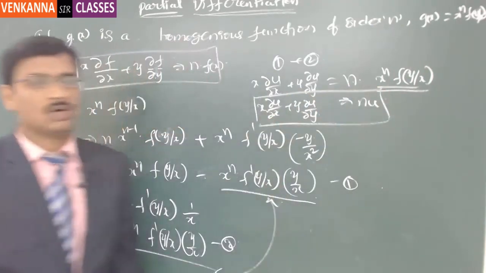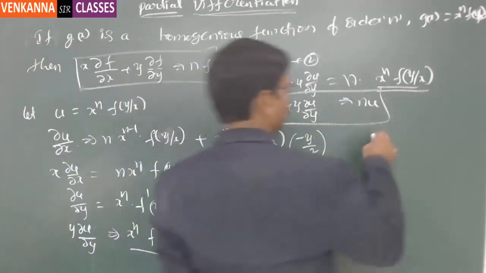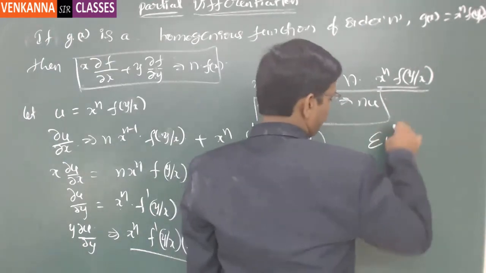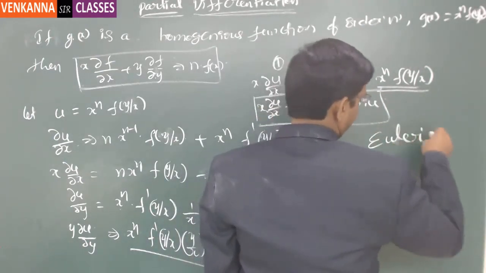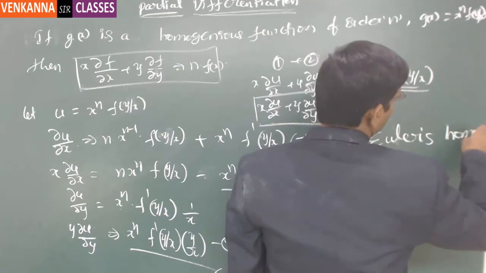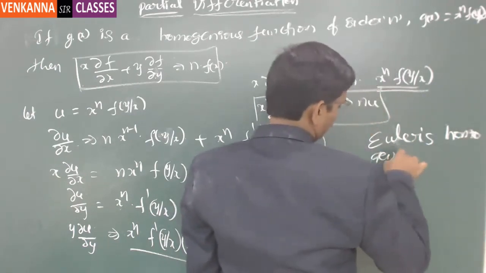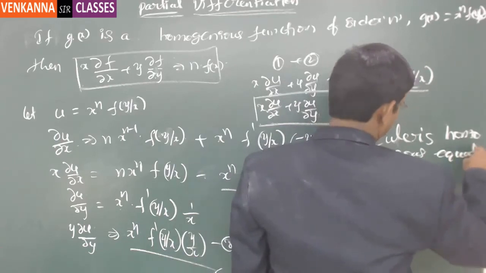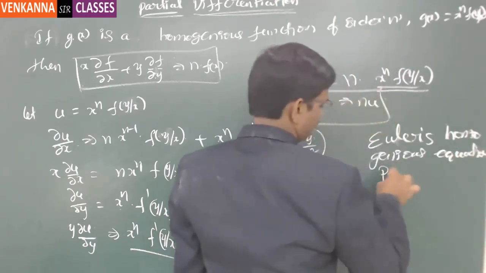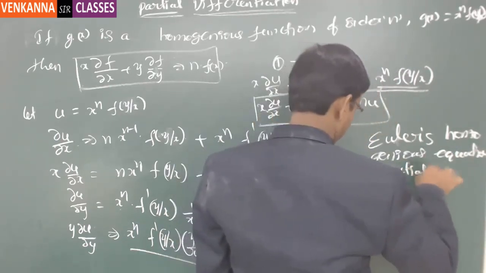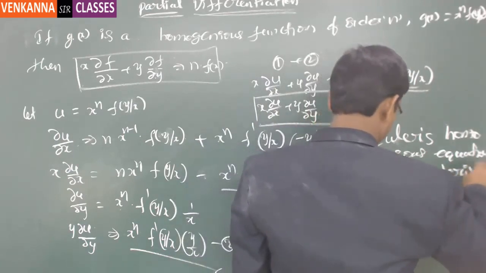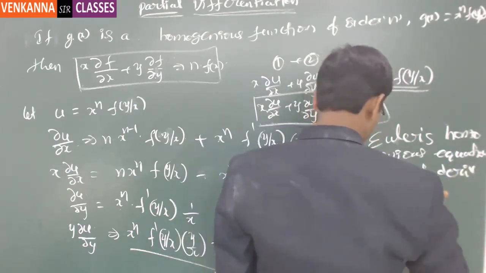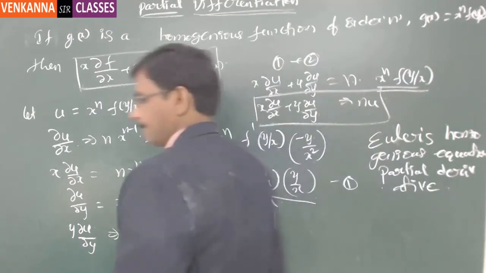So this is what we call Euler's equation for homogeneous equation. Got it?